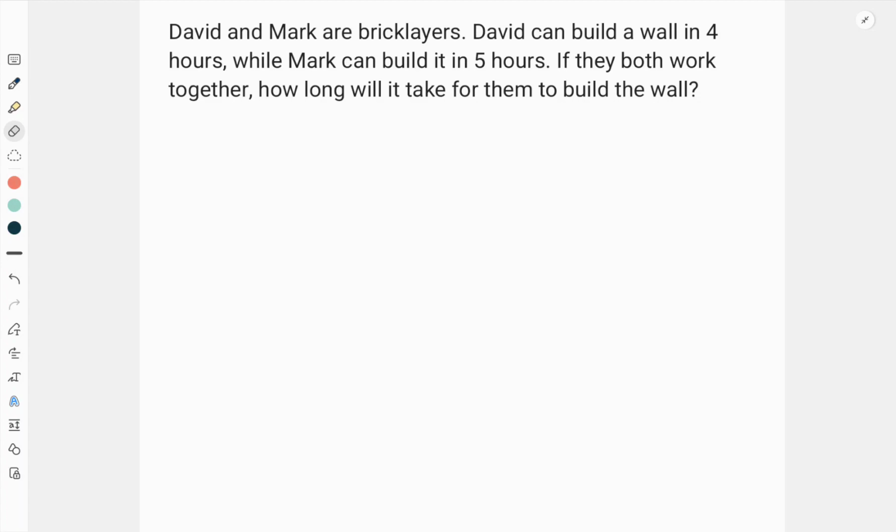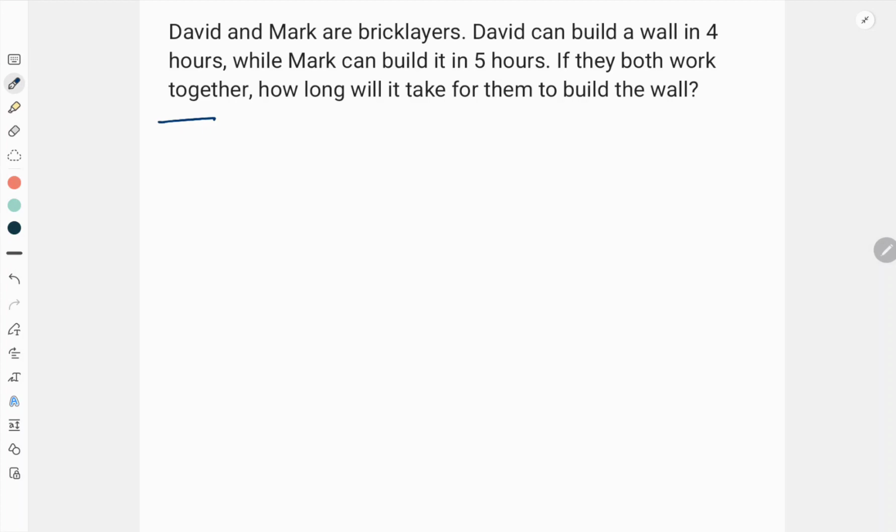Okay, so David alone can build it in 4 hours, while if Mark is there to help him, it'll take maybe a little less than 4 hours, maybe it'll take 3 hours. But we have to find out how long it will exactly take, and that's what we are going to do here. So the way to approach these kinds of problems is to write it in terms of David and Mark's speed, basically. So let's give it a name.